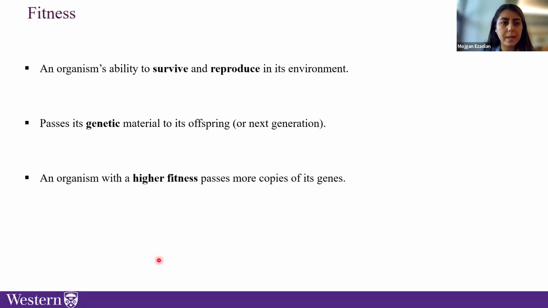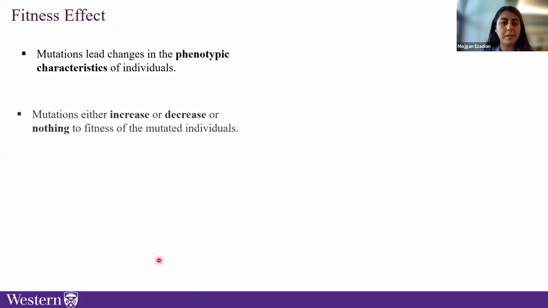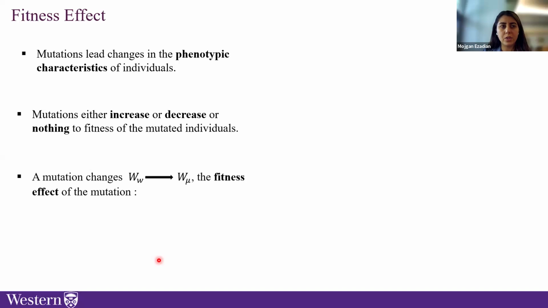First of all, fitness means an organism's ability to survive and reproduce in its environment and pass its genetic material to the next generations. Obviously, an organism with a higher fitness passes on more copies of its genes. Mutations can lead to changes in the phenotypic characteristics of individuals, and mutations can either increase, decrease, or do nothing to the fitness of the mutated individuals. When a mutation changes a wild-type individual to a mutated one, the fitness effect of the mutation can be denoted as S, which is the fitness of the mutated over the fitness of the wild-type minus 1.